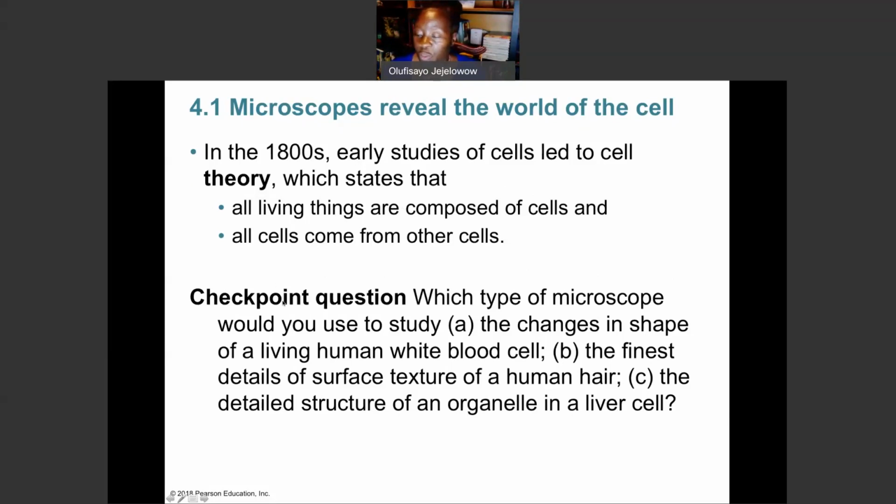So back to your checkpoint questions. Remember for chapter 4, to collate your answers to your checkpoint questions and email them to me.